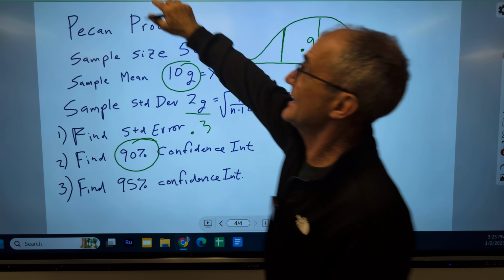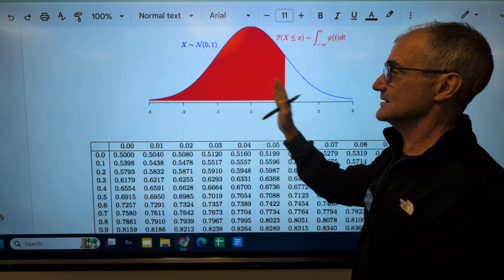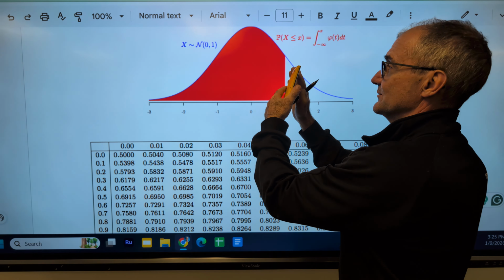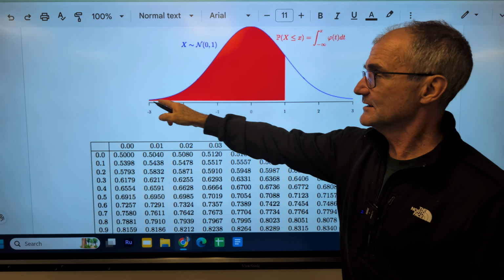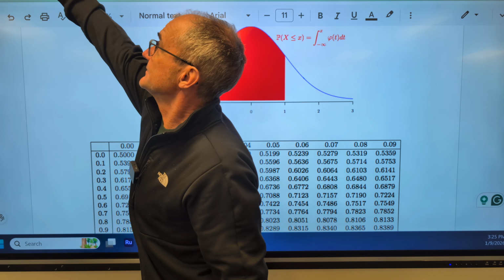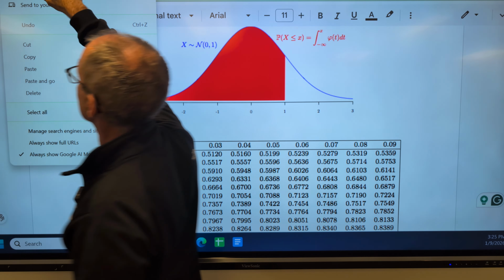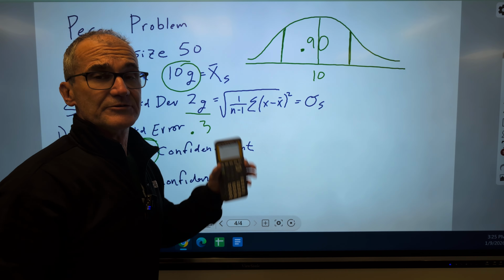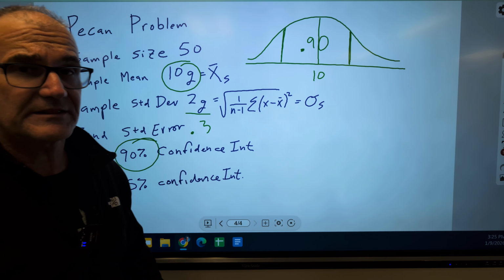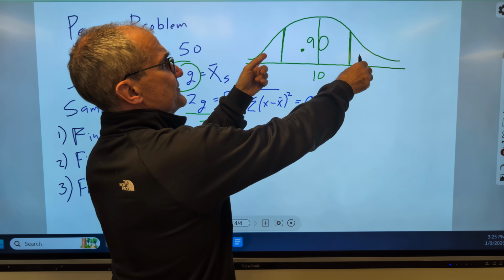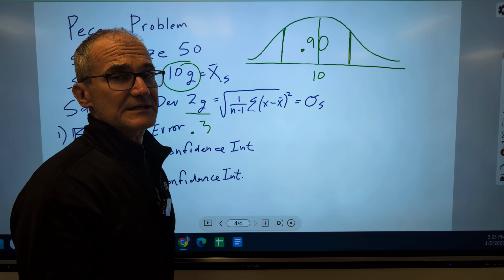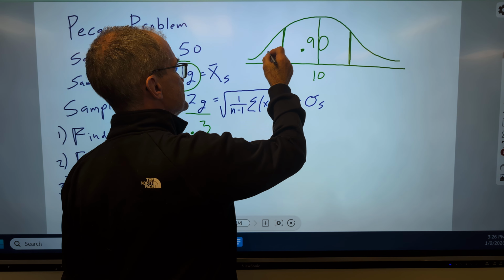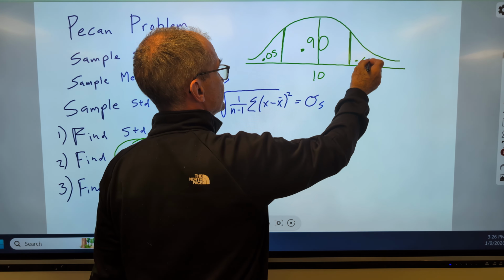The z-table I have is everything to the left of a given point. So it is not finite from here to here. It's from here all the way to the left under that tail as well. So even though I have 90% from here and here, 100% of all values are underneath that bell curve. So these two tails together have to add up to 10%. They are symmetrical, so half of that 10 is 5. So this is 0.05, and this is 0.05.